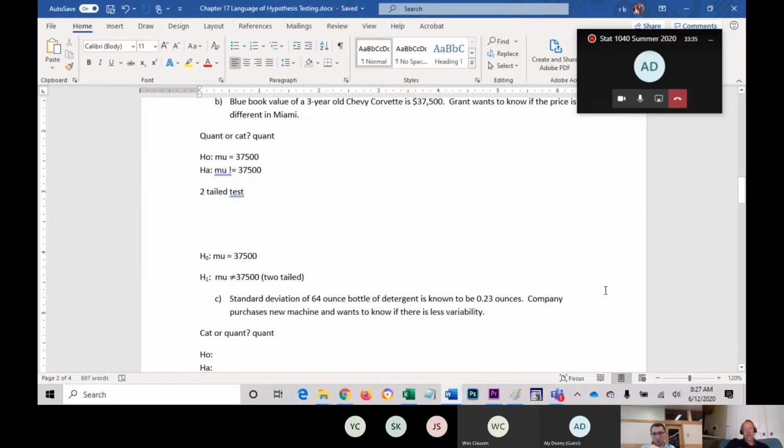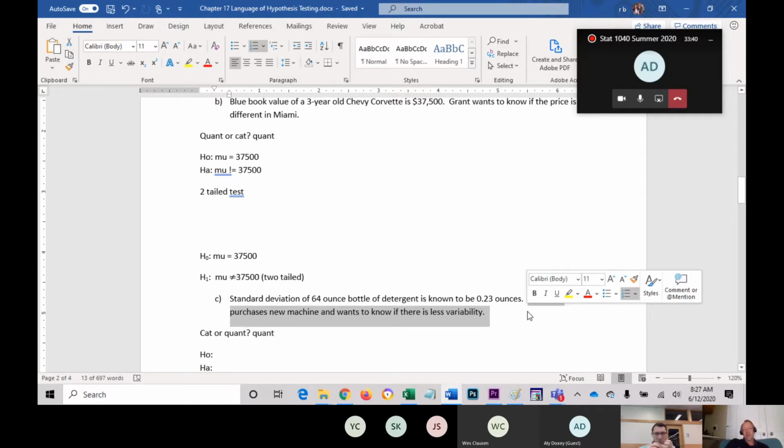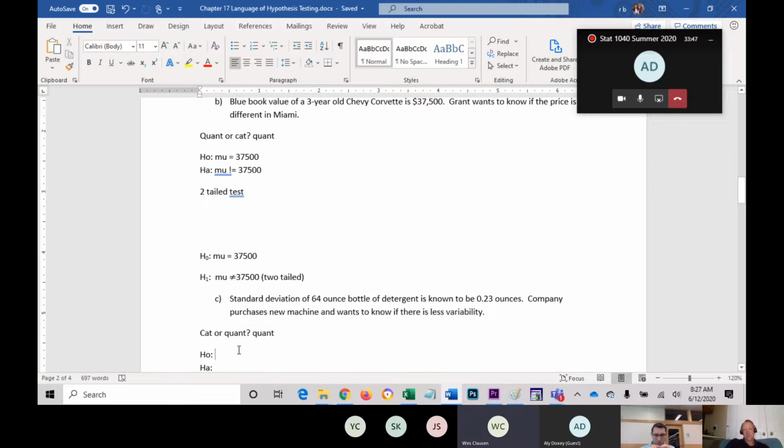So let's look at the second sentence here for a second, because I think that gives you a clue. Company purchases new machine and wants to know if there is less variability. What does variability refer to? Like, that it doesn't change as much. What letter? Variability. Oh, that's the sigma? Sigma. So we're going to be using sigma on this one. Oh, okay. So what's sigma equal to?